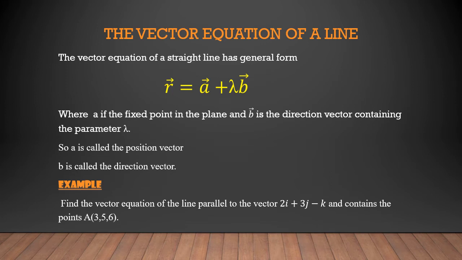So we're asked to find the equation of a line parallel to the vector 2i plus 3j minus k and containing the point A, where A is (3, 5, 6). So how do we write it in the form of an equation of a straight line? We'll see that here.